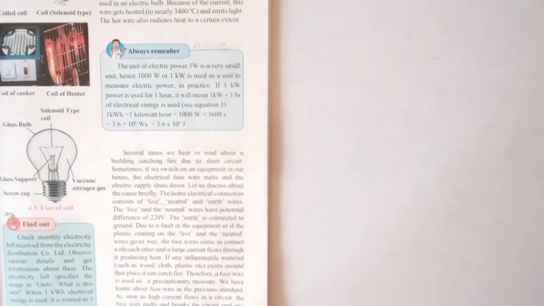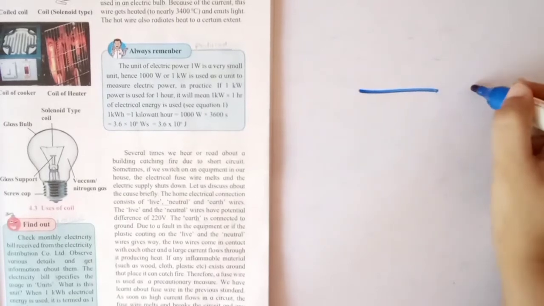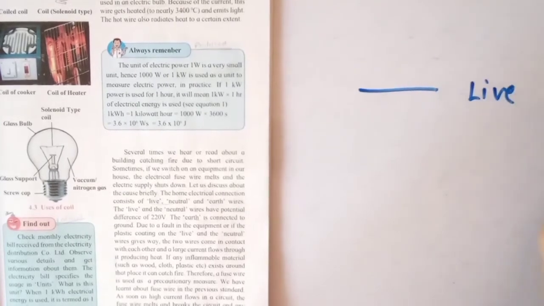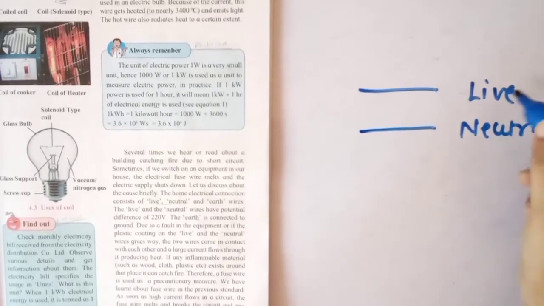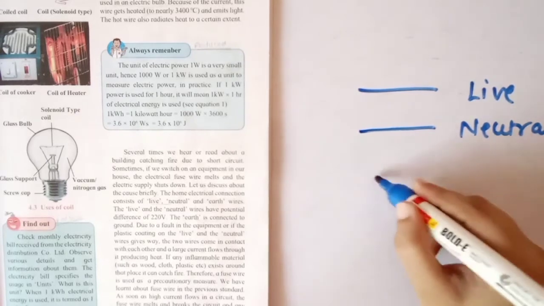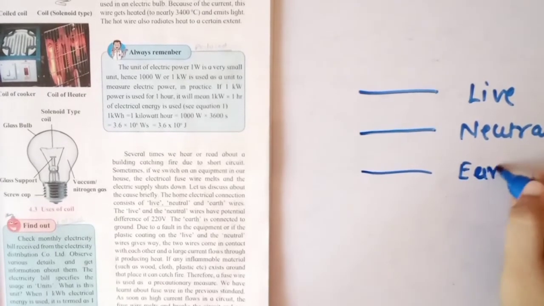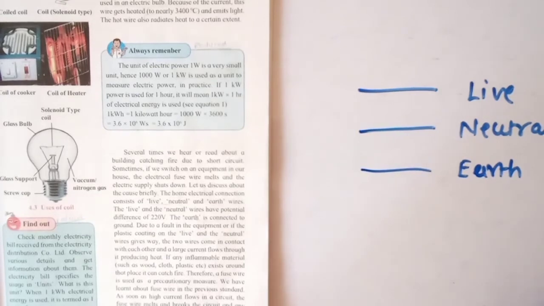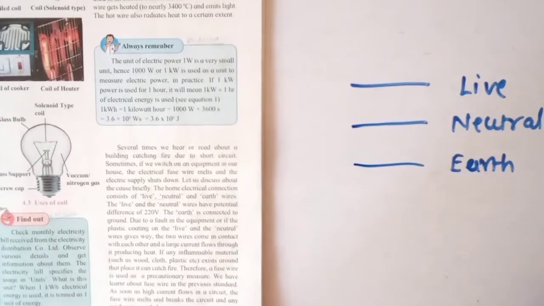First understand that the electrical connection consists of three types of wires. First is the live wire, also called the phase wire. Then the neutral wire, and third is the earth wire, earthing or grounding as we say. So these are three types of connections: live, neutral and earth. You have to remember this.